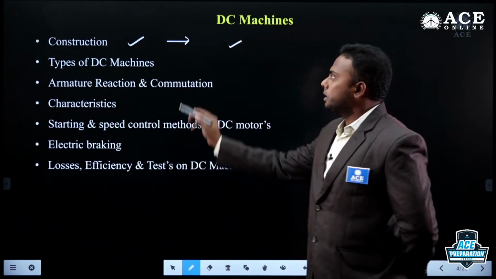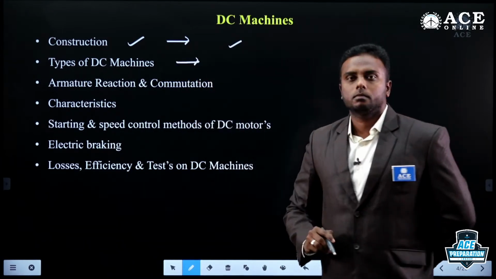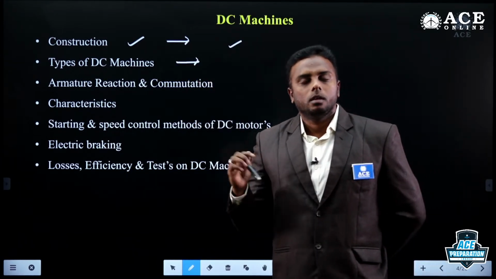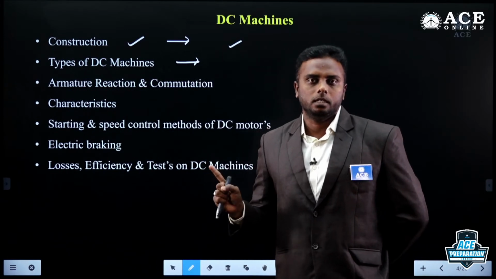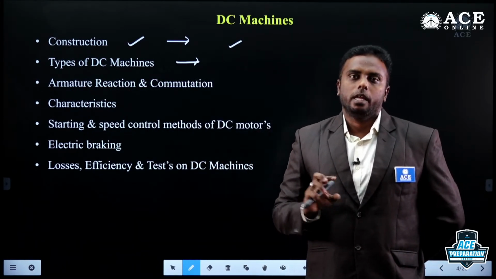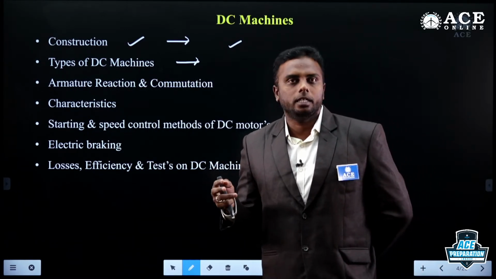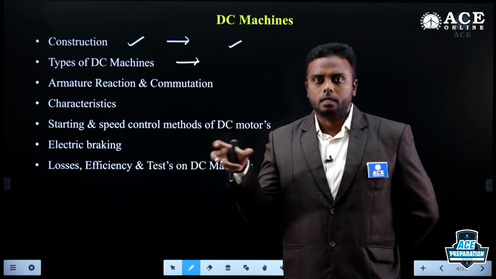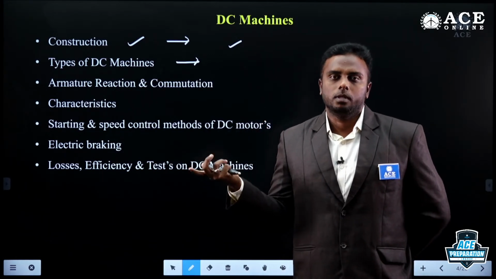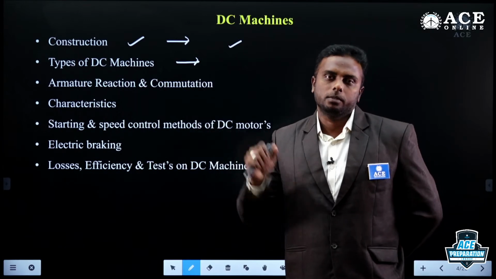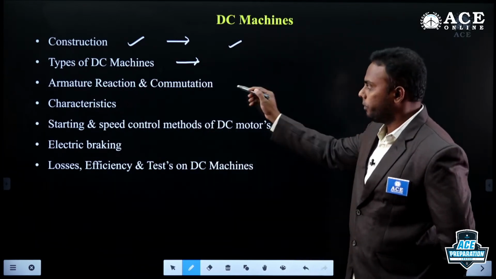Okay. After that we go to types of DC machines. Types, we have mainly two types, self-excited and separately excited. Again, self-excited we divide into some categories, that is shunt, series, compound. Again in compound we have different categories. Okay, you should be perfect in this.